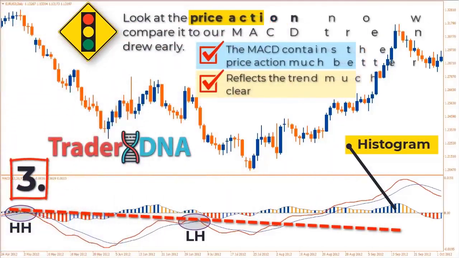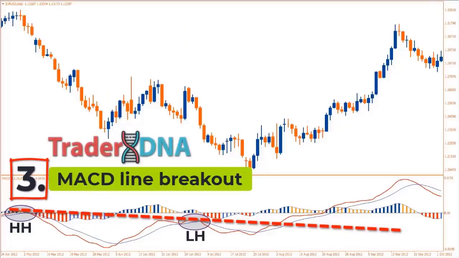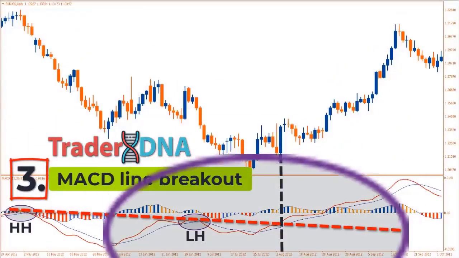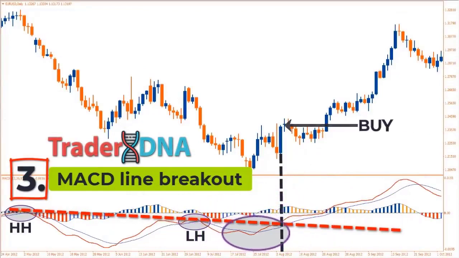Step number 3. Wait for the MACD line to break above the trend line. Entry at the market price as soon as the MACD line breaks above. When the MACD line, or the orange line, crosses the signal line, or the blue line, it's an early signal that a bullish trend might start.